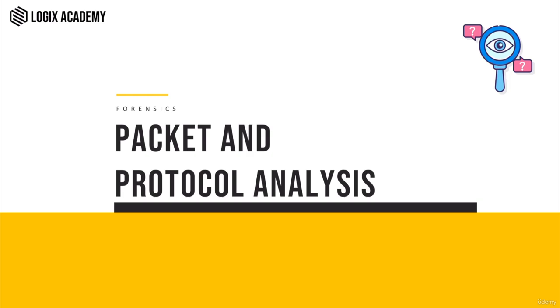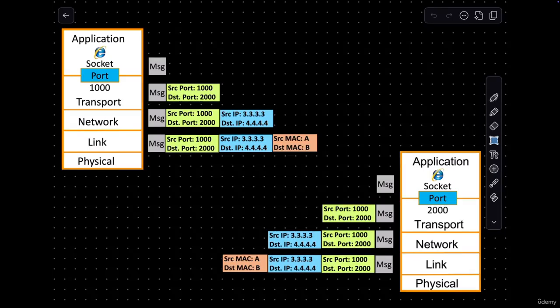how different protocols work. Before we delve into more details of packet and protocol analysis, I would just like to refresh the concept of layering and the different headers and their roles. This is important to understand because in network forensics, you need to have at least a basic idea of what are the different types of headers, what are the different fields, and what role do they play in network communication.